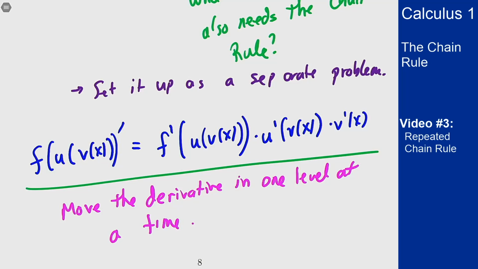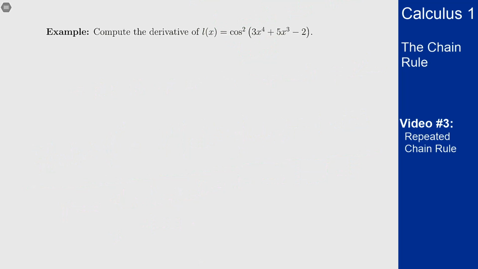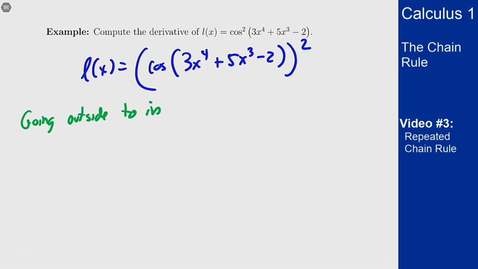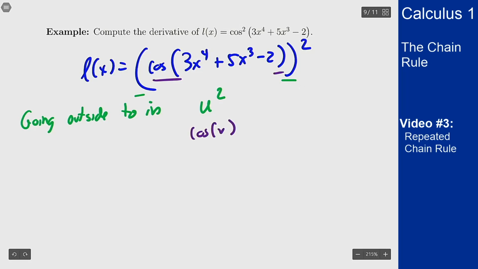Let's see an example where this occurs. So I'm going to find the derivative of the function cosine squared of 3x to the fourth plus 5x cubed minus 2. Now the notation here can also be kind of deceiving, so I'll write it a different way so we can see what's actually going on here. This L of x can be written as cosine of 3x to the fourth plus 5x cubed minus 2, all squared. So basically, in order going outside to in, I have a u squared function. That's these brackets on the outside. Then I have a cosine function inside that. And then I have my polynomial.